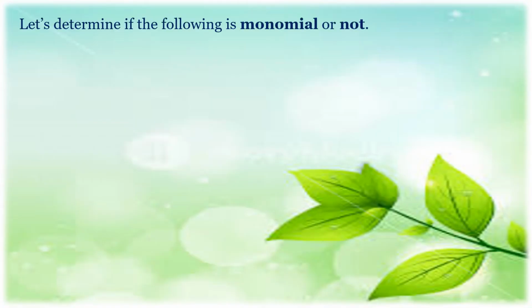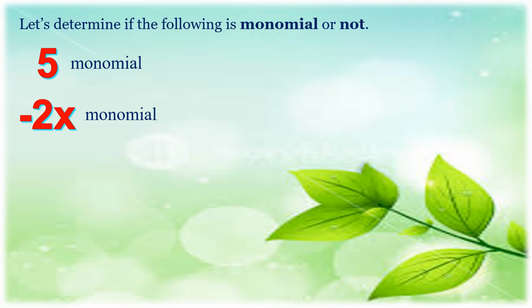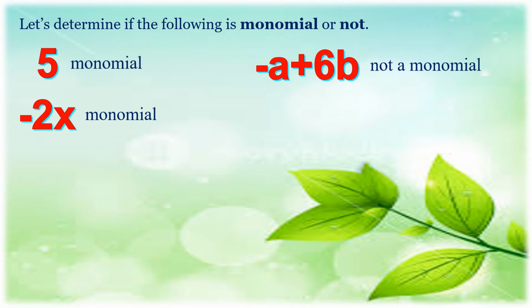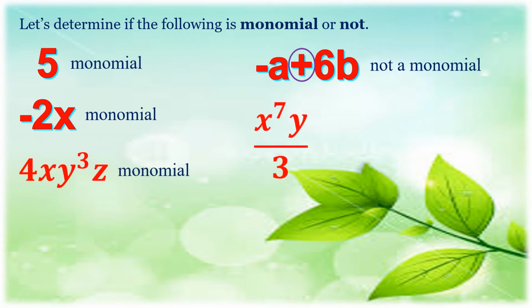Let's determine if the following is a monomial or not. 5. Is it a monomial or not? Correct, it is a monomial. How about negative 2x? Correct, it is monomial. How about negative a plus 6b? Correct, it is not monomial because of the presence of the plus sign. How about 4x y to the third? Correct, it is a monomial.